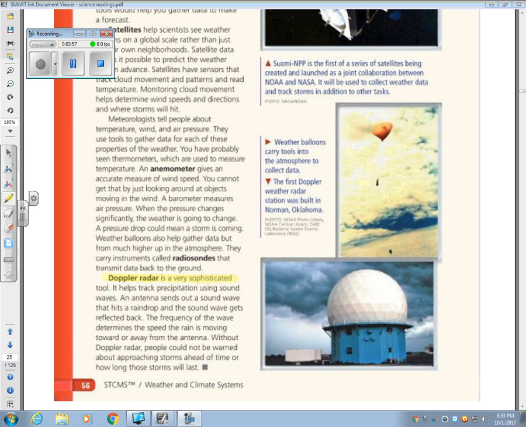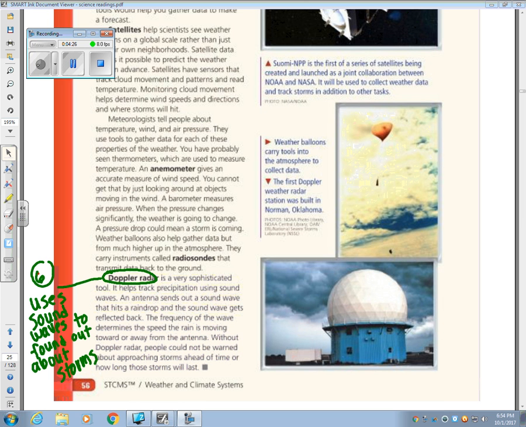Doppler radar is a very sophisticated tool. It helps track precipitation using sound waves. An antenna sends out a sound wave that hits a raindrop, and the sound wave gets reflected back. The frequency of the wave determines the speed the rain is moving toward or away from the antenna. Without Doppler radar, people could not be warned about approaching storms ahead of time or how long those storms will last.